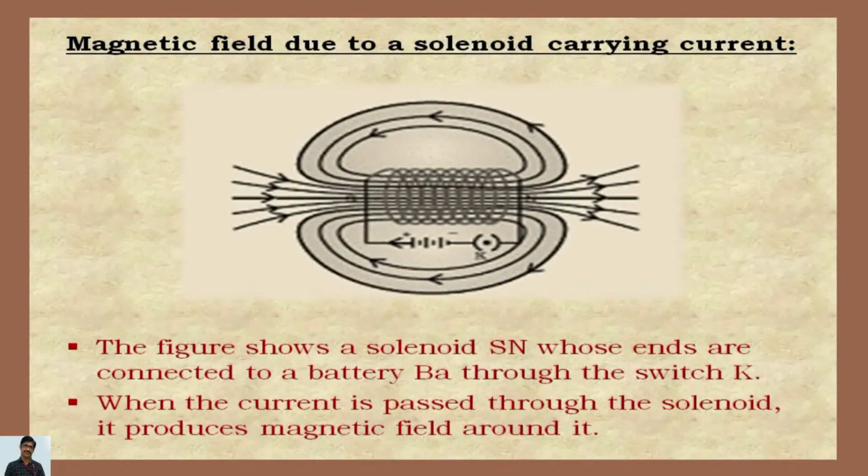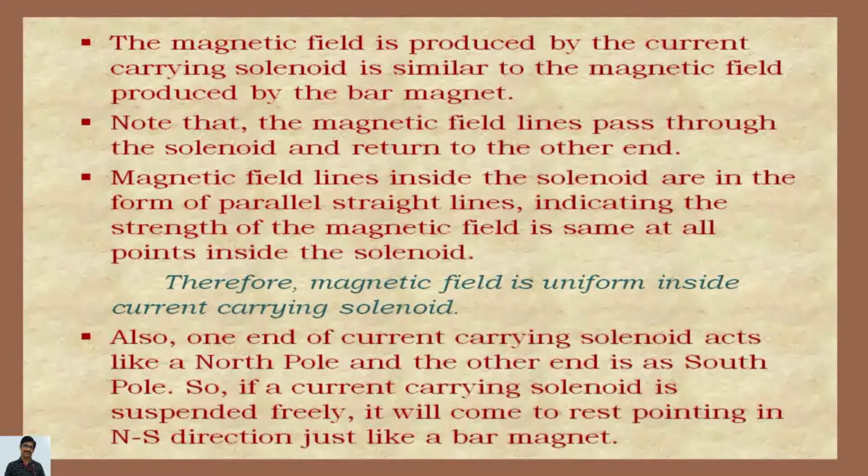Let's move on to the magnetic field due to a solenoid carrying current. The figure shows a solenoid whose ends are connected to a battery through switch K. Whenever you pass current through the solenoid, it produces a magnetic field around it, and it behaves like a bar magnet. It is quite similar to the bar magnet.